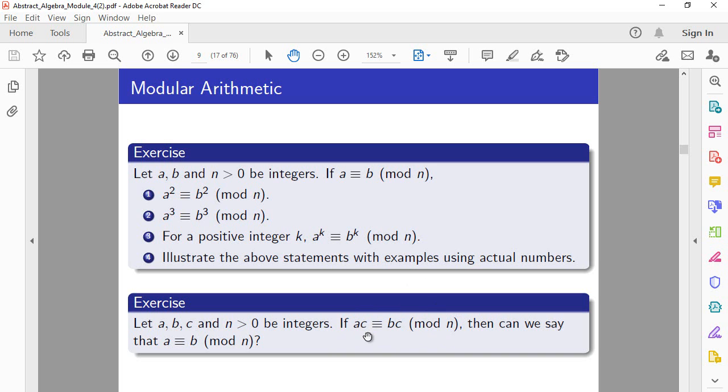But can we do the same? That is, can we cancel c and say that if this congruence holds, then we can cancel c and get a is congruent to b mod n? I want you to think about this in the context of n. Think about when n is a prime number and when n is not a prime number, and see if this congruence implies this statement.